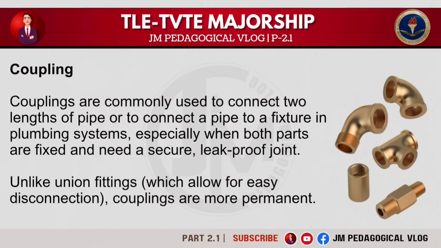Couplings are commonly used to connect two lengths of pipe or to connect a pipe to a fixture in plumbing systems, especially when both parts are fixed and need a secure, leak-proof joint. Unlike union fittings, which allow for easy disconnection, couplings are more permanent.